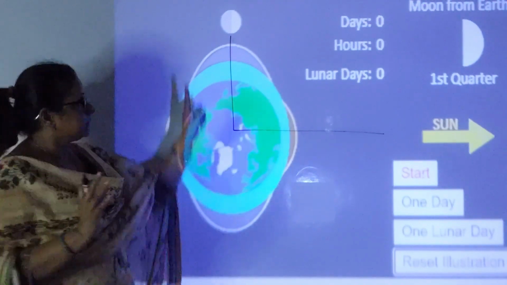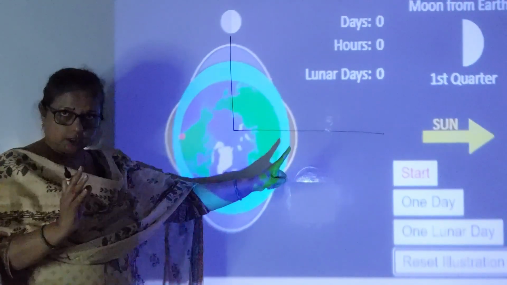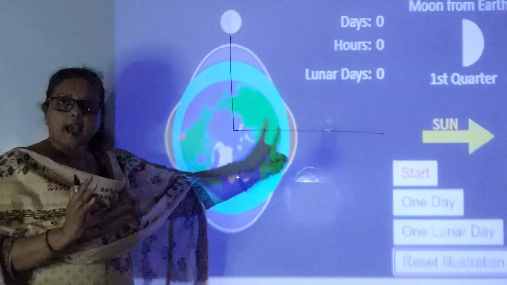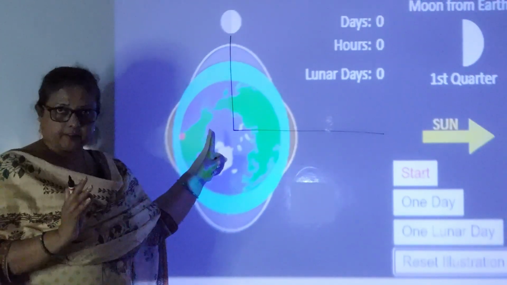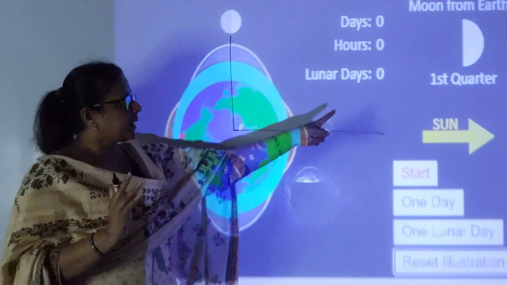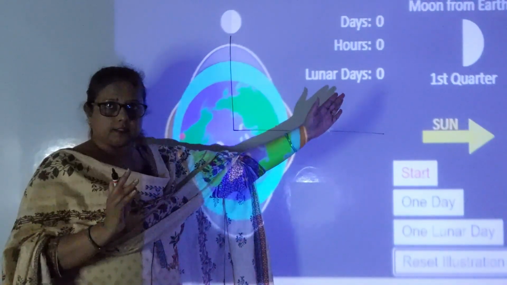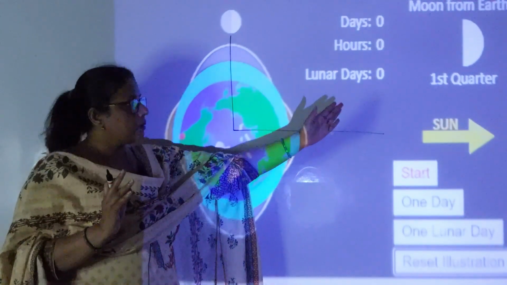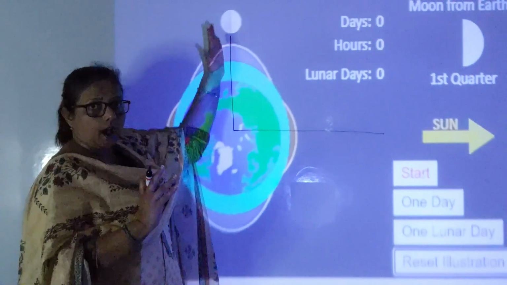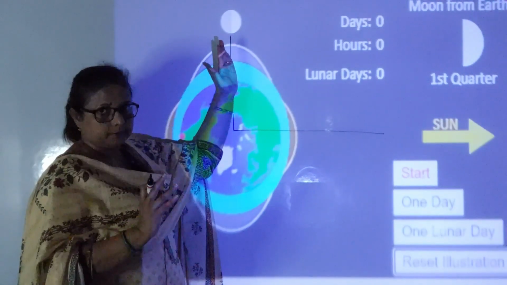When does it occur? In this position, that is when the moon, the earth and the sun are at right angles. And we also call it the first quarter. You can see in the corner of the map how the moon is showing the first quarter. That is, half of the moon is visible.